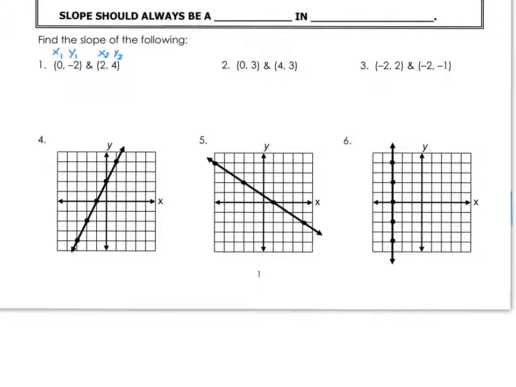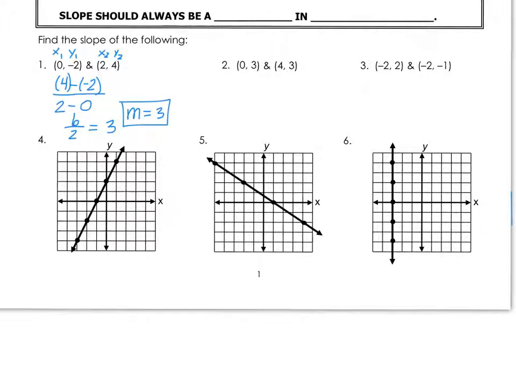So y2 would be 4. Y1 would be a negative 2, so just be careful to always use parentheses when we substitute in, and it's especially helpful for when we have a negative. So 4 minus negative 2, and since I used 4 first as my y2, I must go back to this point to get the x2. So I have to start with 2 minus 0. 4 minus negative 2, that's 6, divided by 2 minus 0 is 2, and then we get our answer, which is 3. So the slope of this first example would be 3.